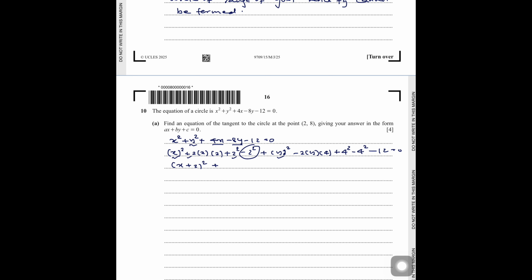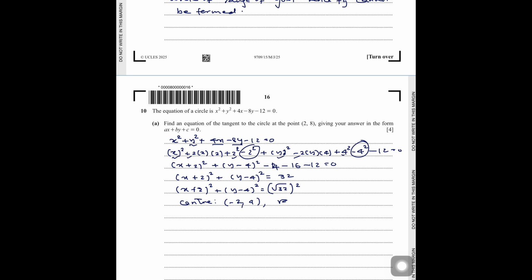From here I take y, from here I write minus, from here I write 4 squared, so minus 2 squared, which is minus 4, minus 4 squared, negative 16 minus 12 equals 0. (x plus 2) squared plus (y minus 4) squared equals 32. So (x plus 2) squared plus (y minus 4) squared equals root 32 squared. So the center of the circle is negative 2, 4, and the radius is root 32.